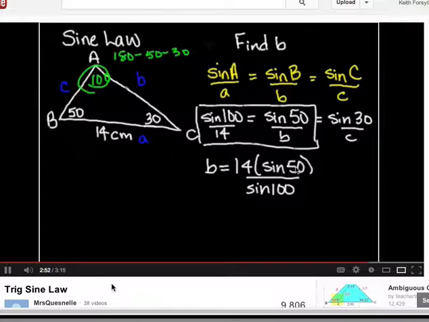And I'm reminding myself again, sine of 50 is its own entity. This is a decimal that my calculator will give me. So I'm not going 14 times 50. I'm doing 14 times the sine of 50. And in my calculator, the answer, once I've typed that all in, works out to be 10.9 centimeters. That's it.